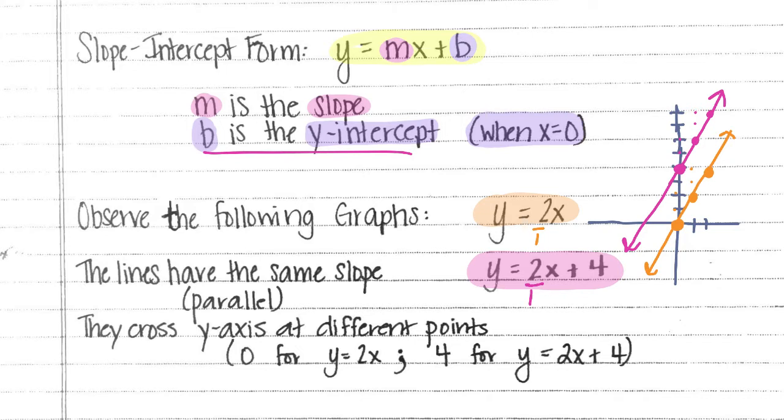So here's a little observation. They cross the y-axis at different points. We have 0 and 4. I guess I just kind of X'd that out. I should show that again. 0 and 4. There we go. 0 for y equals 2x and 4 for y equals 2x plus 4, which makes sense because we talked about that when x equals 0, that is where the y-intercept is.